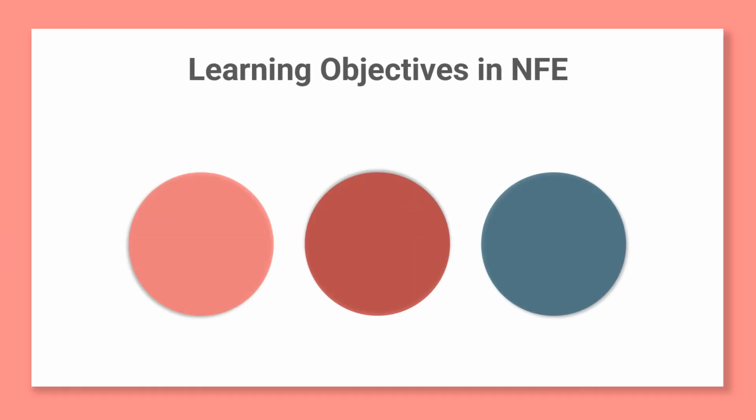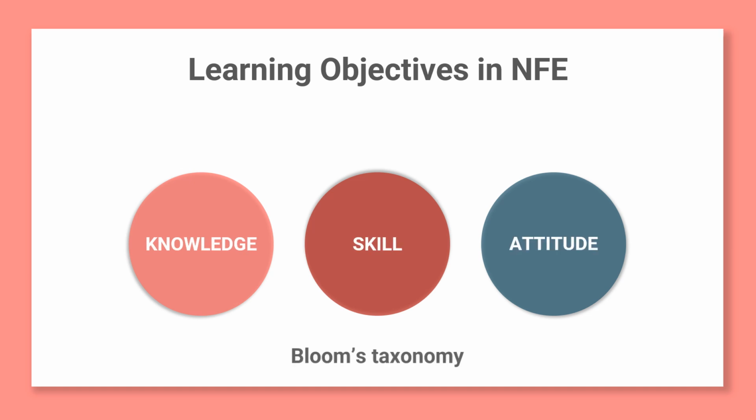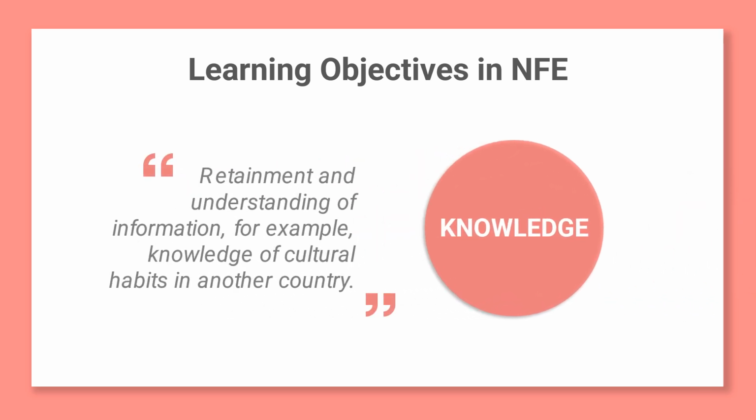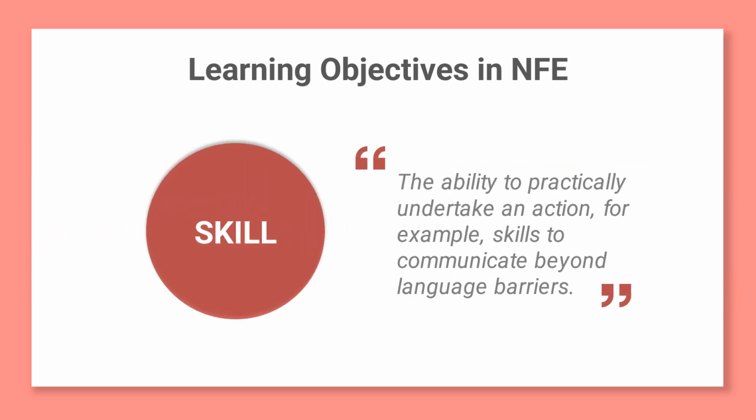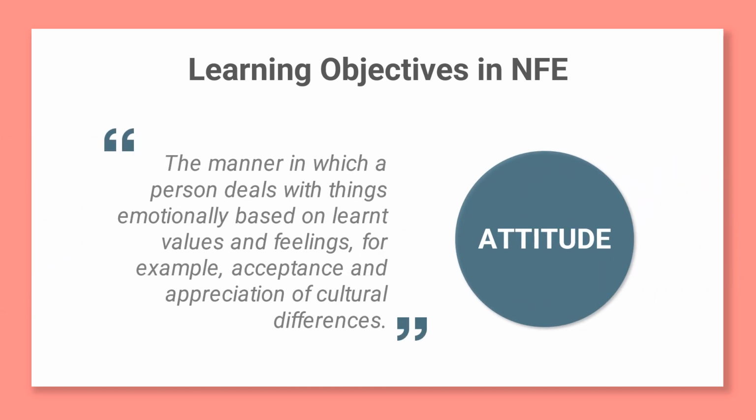A commonly applied approach is to delineate learning into 3 categories: knowledge, skill, and attitude, commonly referred to as Bloom's taxonomy. Knowledge meaning retainment and understanding of information, for example, knowledge of cultural habits in another country. Skill meaning the ability to practically undertake an action, for example, skills to communicate beyond language barriers. And attitude meaning the manner in which a person deals with things emotionally based on learned values and feelings, for example, acceptance and appreciation of cultural differences.